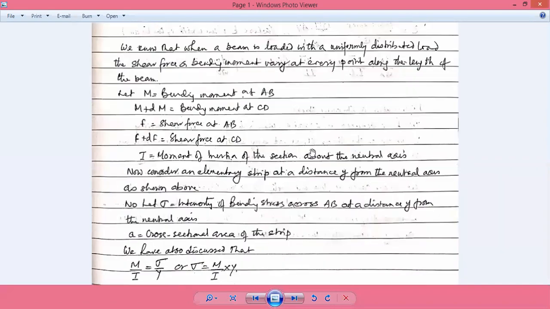Now, what we are doing here, first of all, we are considering the beam, how it is loaded, and the information I have just told you. Let M be the bending moment at section AB, and M plus dM is the bending moment at section CD.